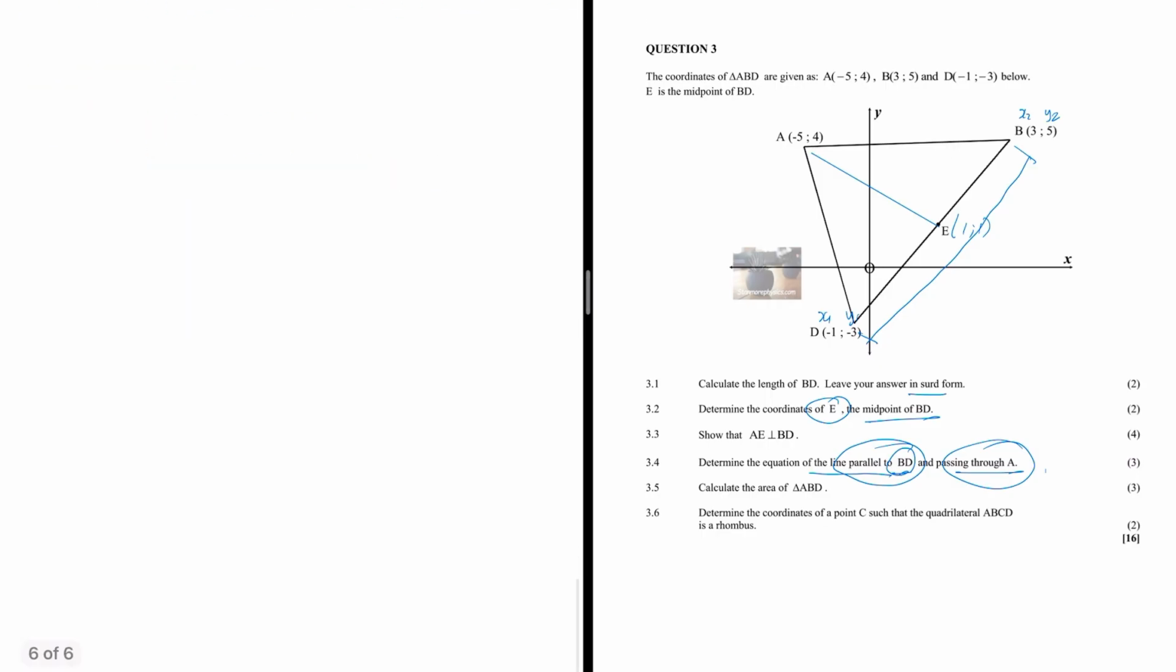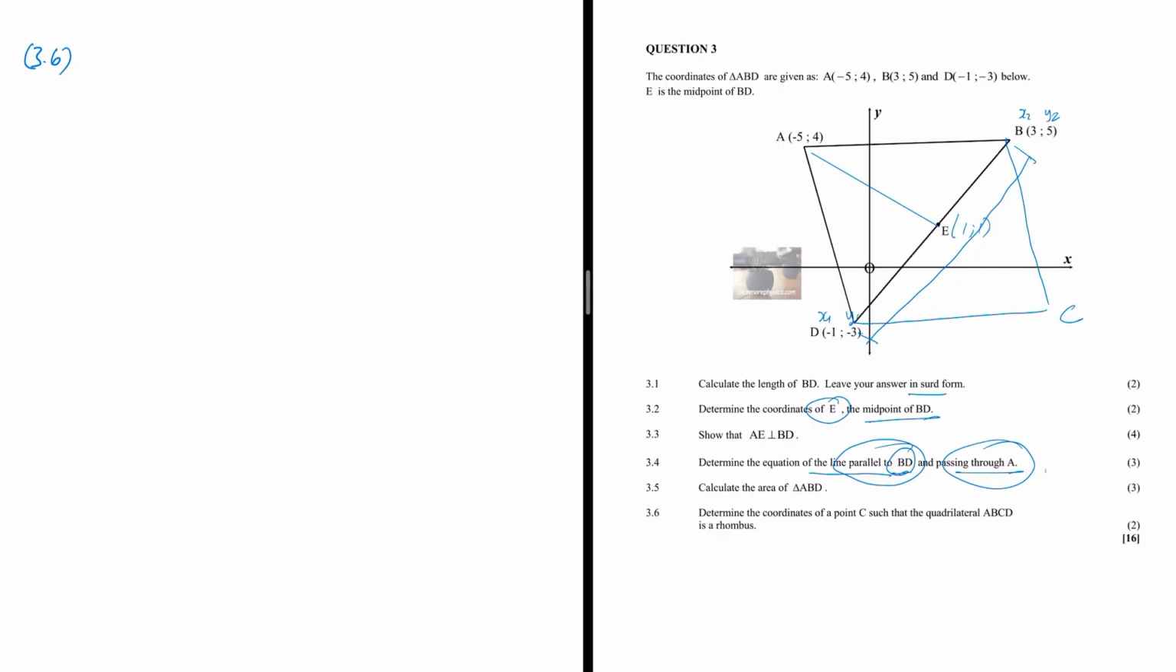And the last question, question 3.6, says determine the coordinates of a point C such that the quadrilateral ABCD is a rhombus. Okay, so if ABCD is a rhombus, I'm imagining point C is going to be somewhere here. Now, there's a few ways that we can do it. I'm going to go with the translation method.